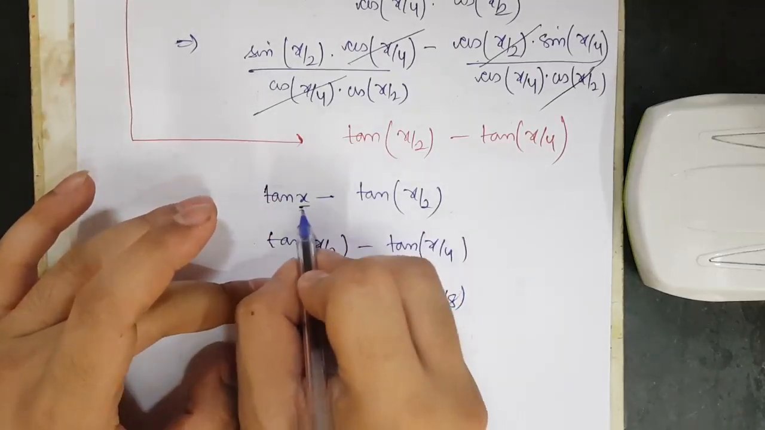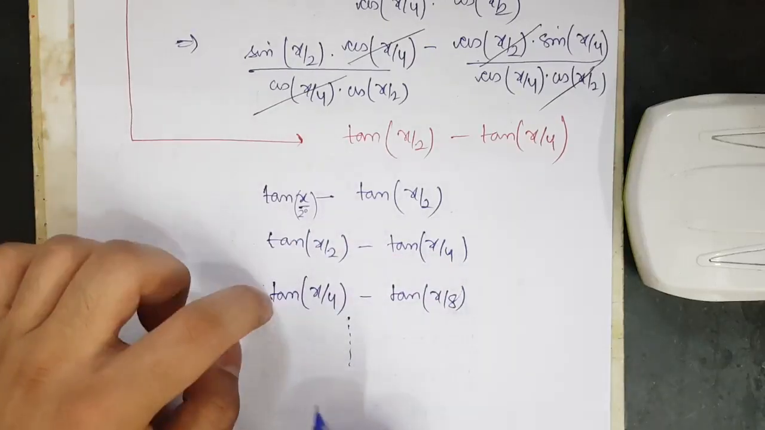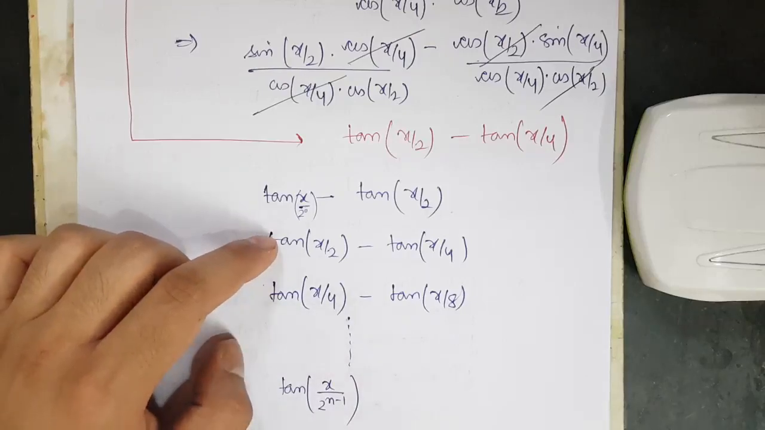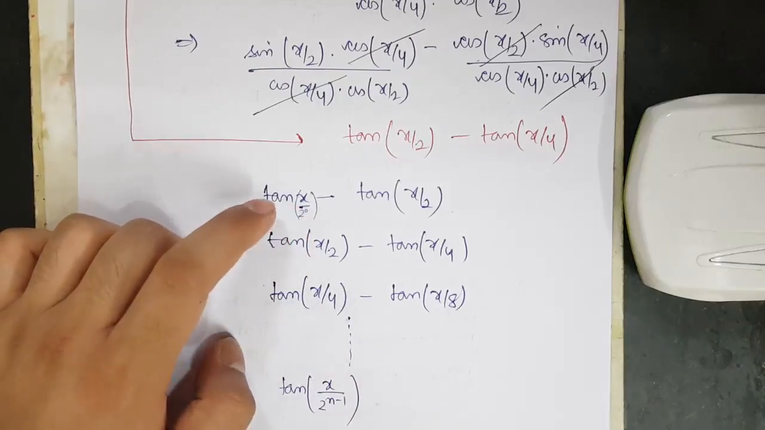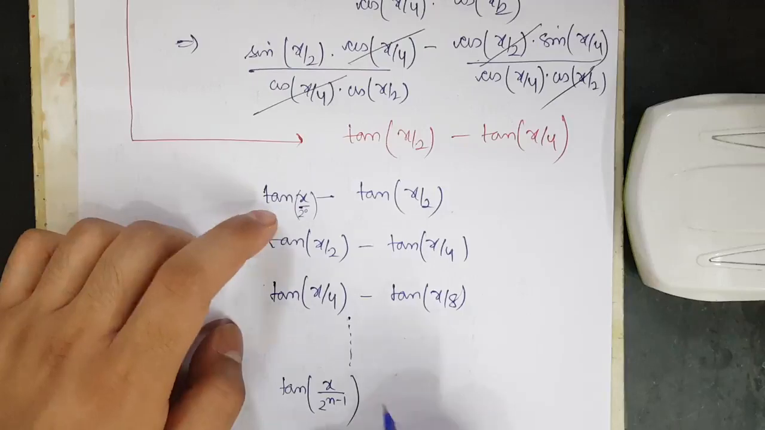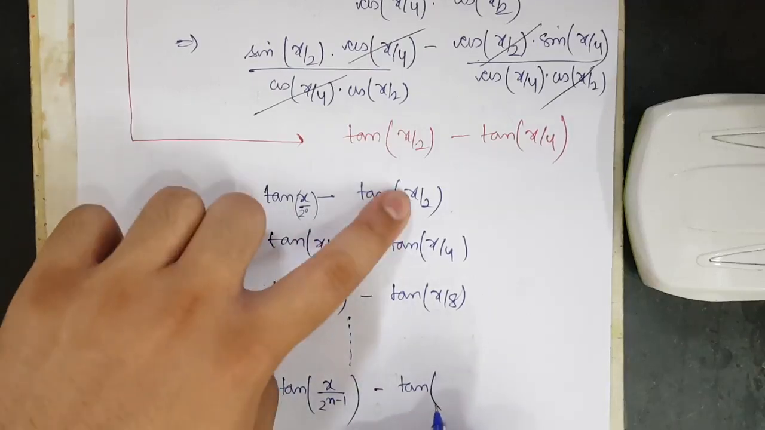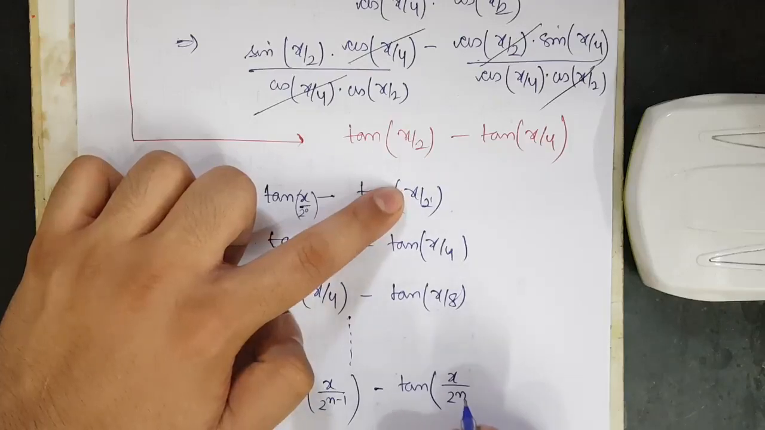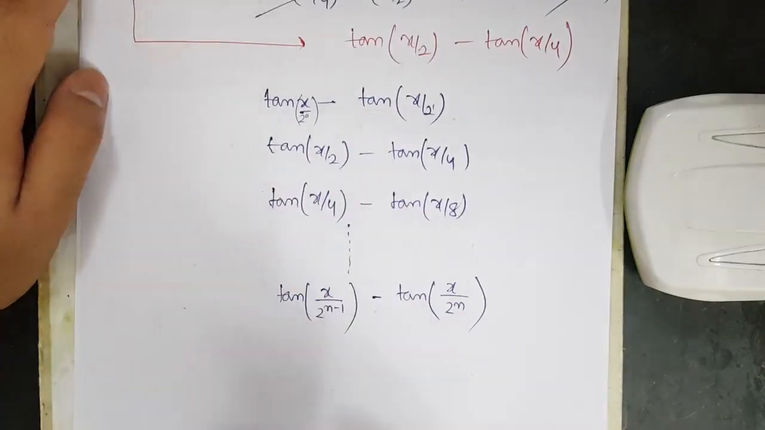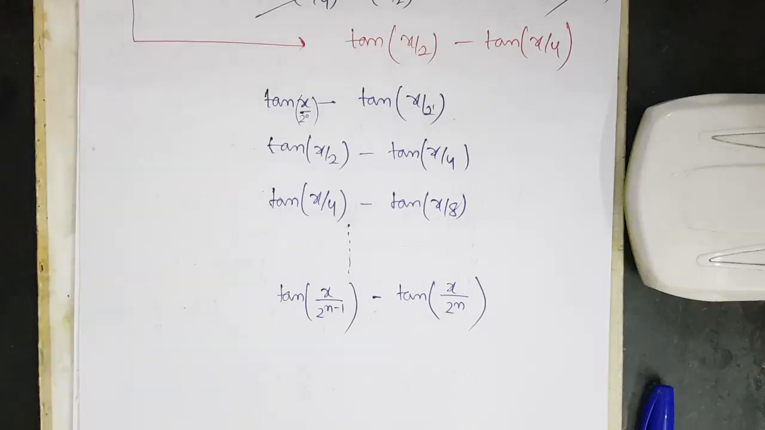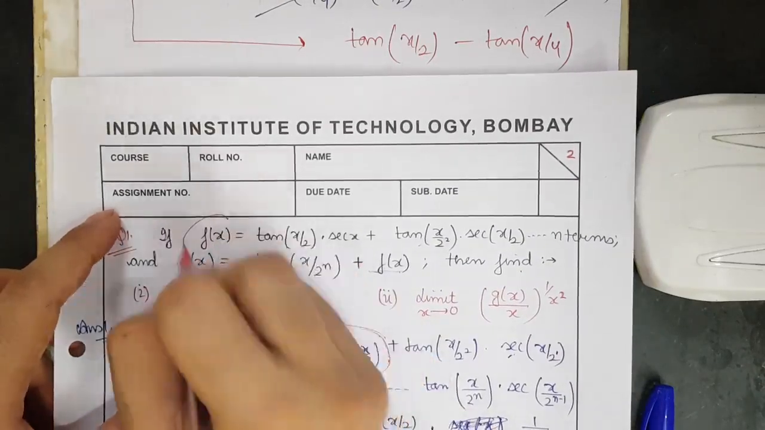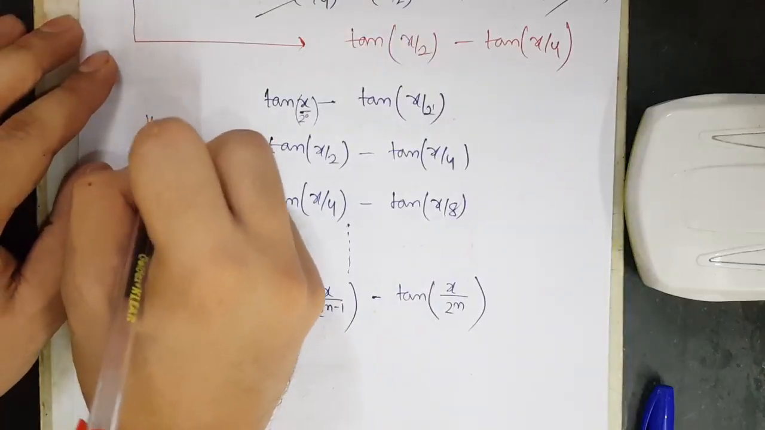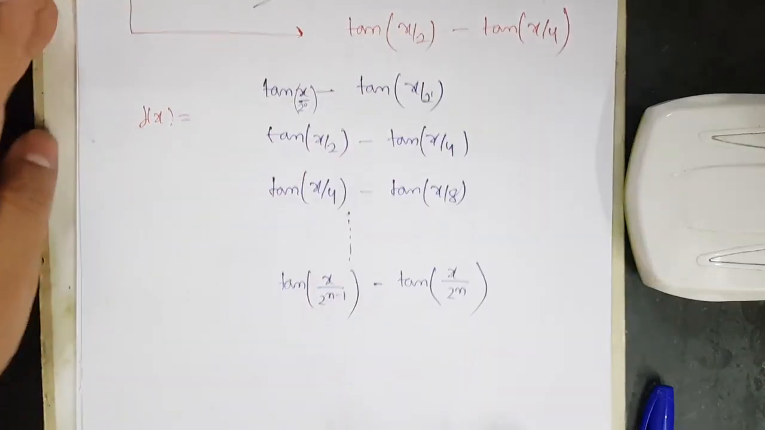So it was x by 2 raised to power 0. So in the last term we will have tan of x by 2 raised to power n minus 1, because when n was 1 here, it became 1 minus 1, that is 0, minus tan of x by 2 raised to power 1, 2 raised to power 2, 2 raised to power 3, so x by 2 raised to power n. Now this thing is basically the sum of all the terms which were given, and that was equal to f of x. We have taken this. So f of x will be equal to these things that are given here.